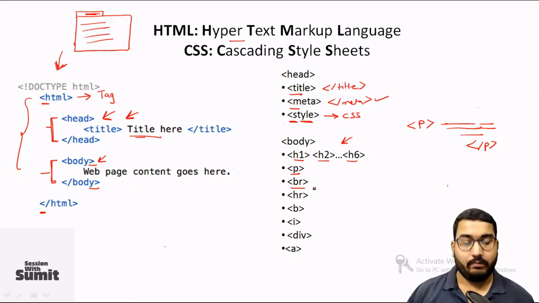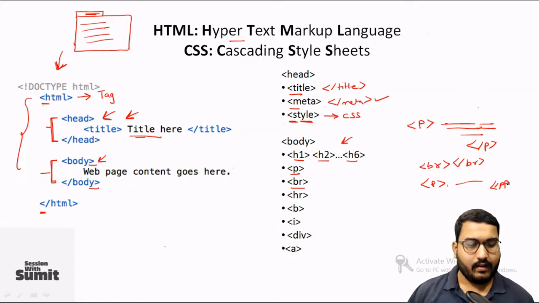BR stands for break rule. So let's say you wanted to leave a line or leave a space after this paragraph, you need to write BR, then /BR, and this will leave a space or leave a line after this paragraph, and then you can write your second paragraph maybe.